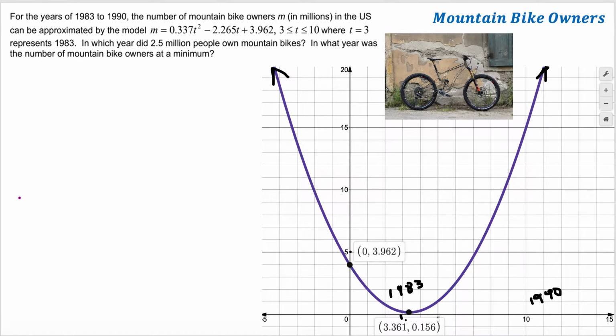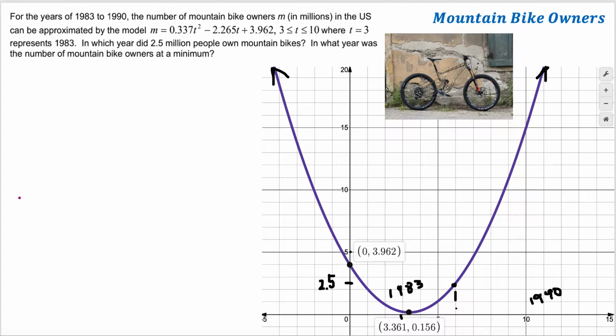And if we look here, 1983, 84, 85, 86, 87, 88, 89, 90. So it makes sense. So now, first of all, let's answer this question: in which year did 2.5 million people own the bike? If you look here, it's from 0 to 5, and half of it is 2.5. So 2.5 million bikers, according to the graph, is here.